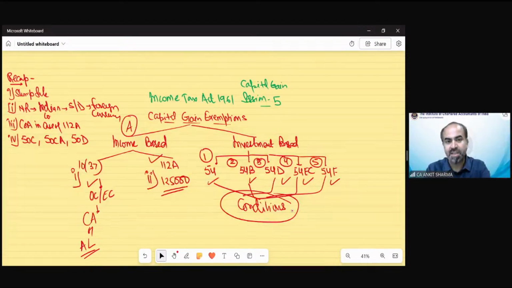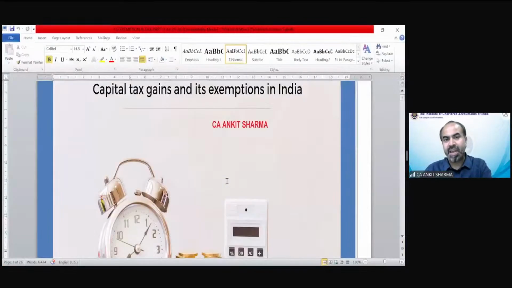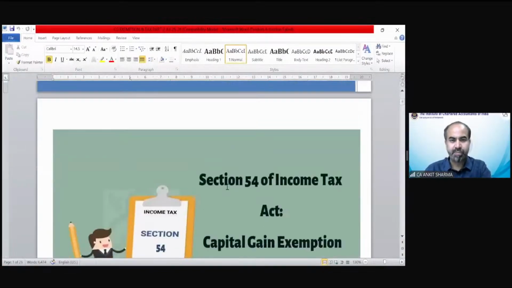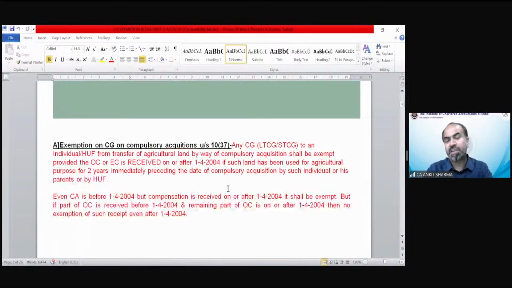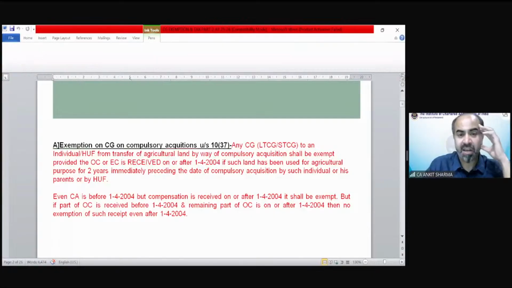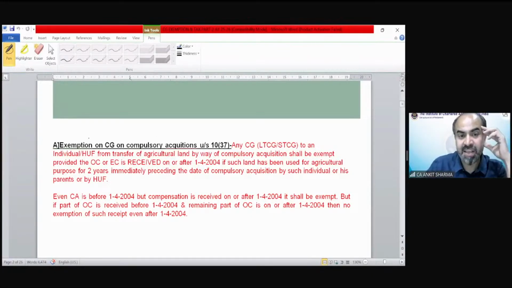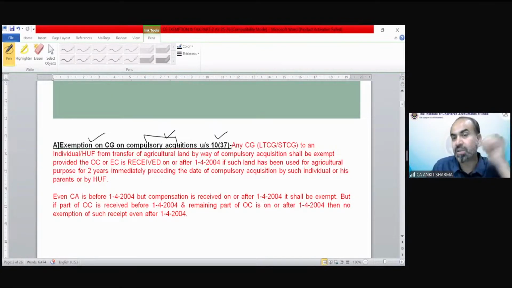So today we will discuss both A, income-based exemption, and B, investment-based exemption. So let's start with the help of the notes. Capital gain and exemption in India. The first is section 10(37), and you can see multiple important points in this paragraph. One by one you will see, and this is exemption on capital gain on compulsory acquisition under section 10(37).